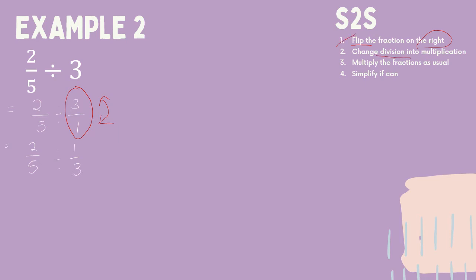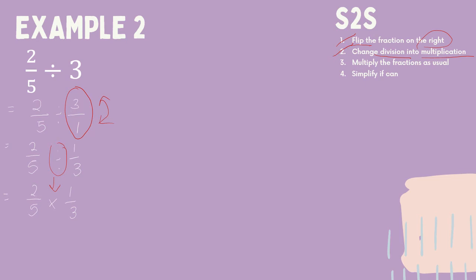Step 2, change the division into multiplication. So now we have 2 out of 5 times 1 out of 3. So we have changed the division into multiplication. So that is step 2. Step 3, multiply the fractions as usual.